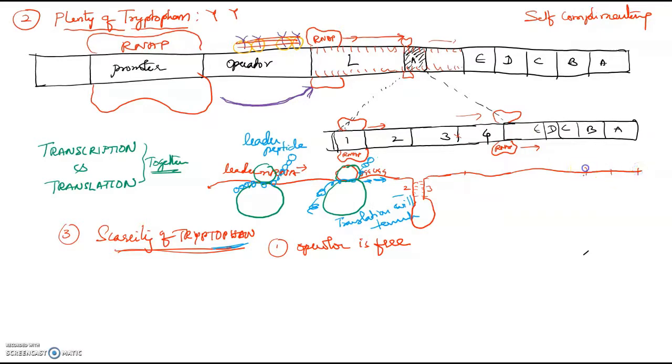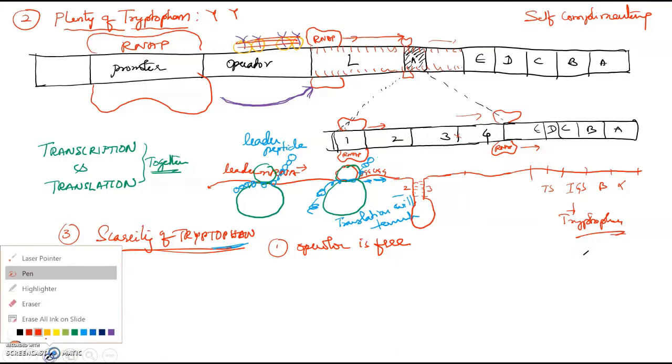Okay, so it will synthesize these 5 enzymes, alpha, beta, next is your indole glycerol synthase and your tryptophan synthase. These enzymes will synthesize tryptophan. Okay, so what is the only difference between plenty of tryptophan and scarcity of tryptophan?